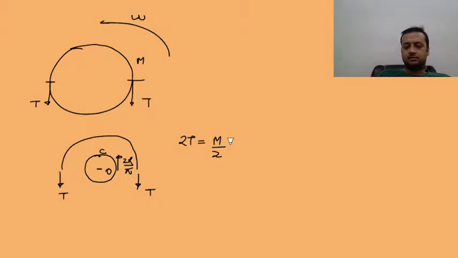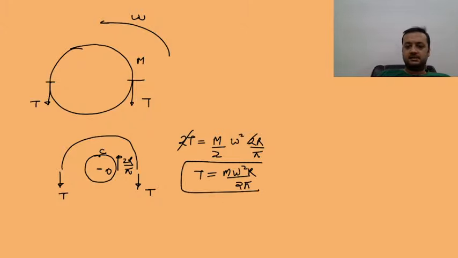So 2T is equal to m by 2 into omega square into radius, and the radius is 2r by pi. So what do we get? T is equal to m omega square r upon 2 pi. So basically this is the tension in the ring. I hope, guys, you would have understood.